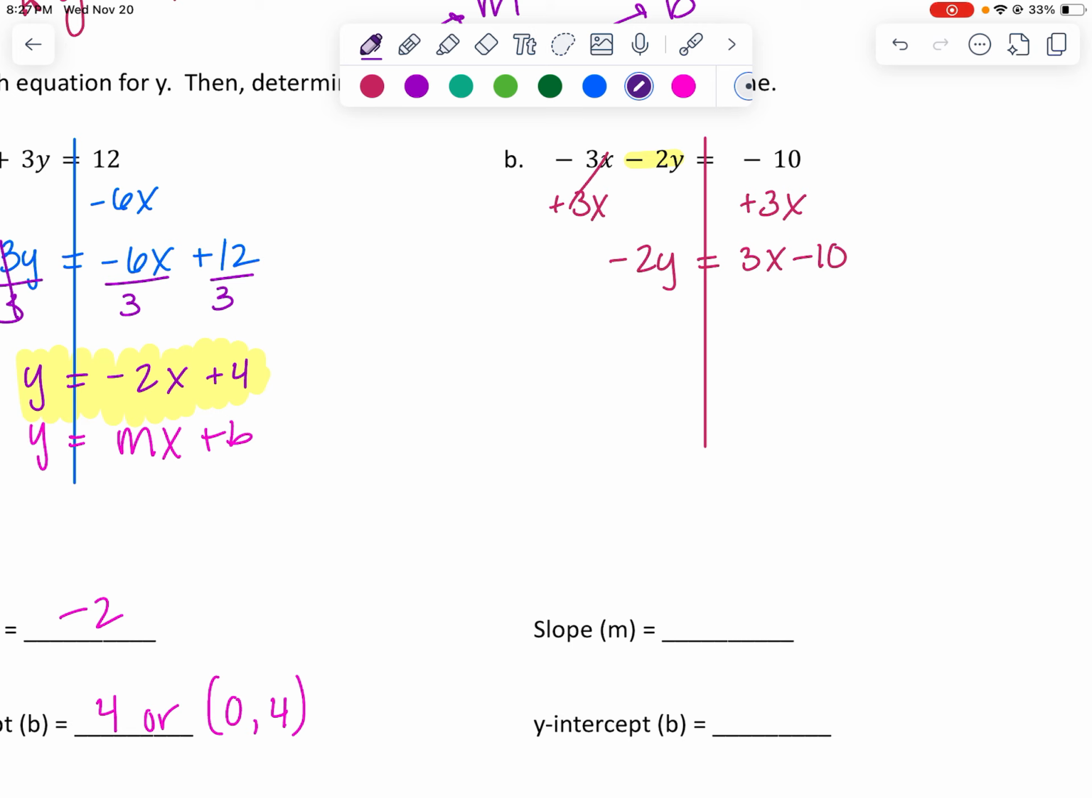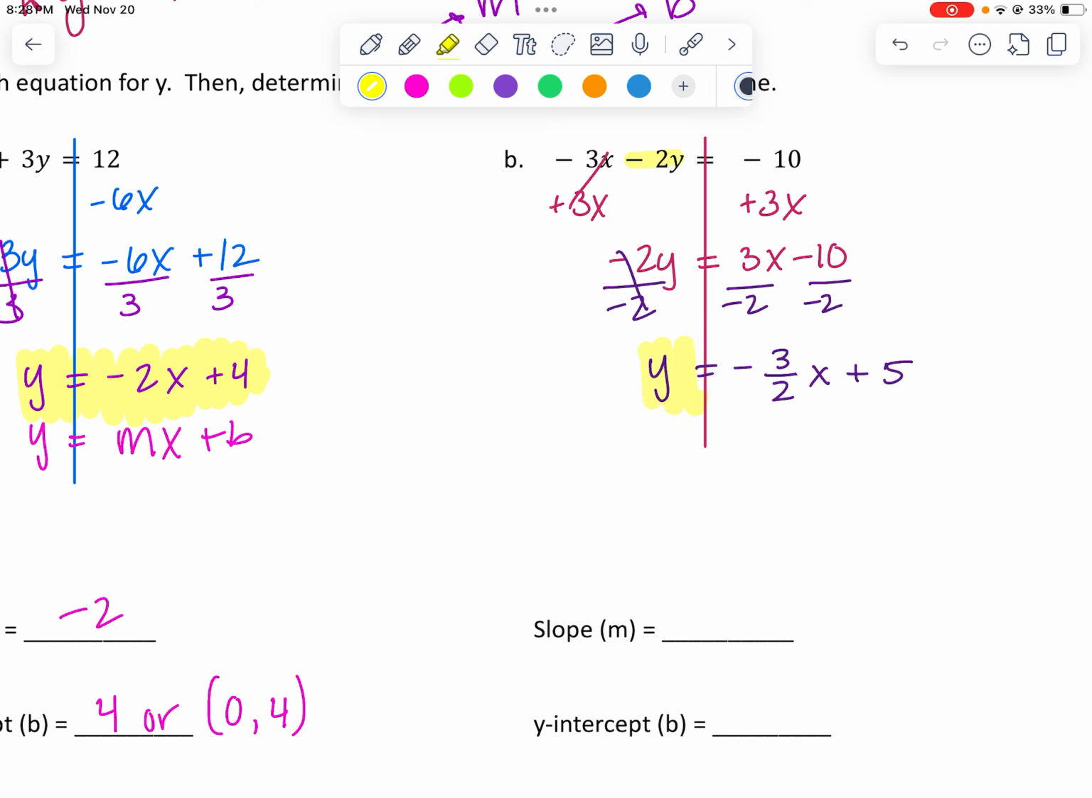Need to get rid of this negative 2, so I'm going to divide every single thing by negative 2 so that these two cancel out. I'm left with y is equal to, I have a positive 3 divided by a negative 2, so this becomes negative 3 over 2, and I bring down the x with me. And then I have a negative 10 divided by negative 2. Negative divided by negative gives me a positive 5.